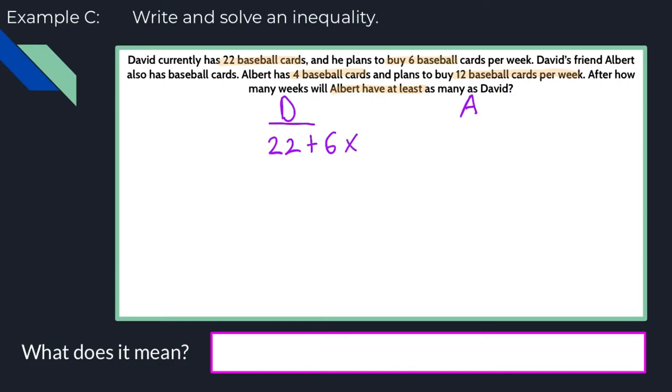On the other side, we're going to deal with Albert here. How many cards does he start with? He starts with 4, and he's going to be adding 12 cards per week. We don't know how many weeks, so that's going to be our x. Now, we need an inequality symbol between the 2.